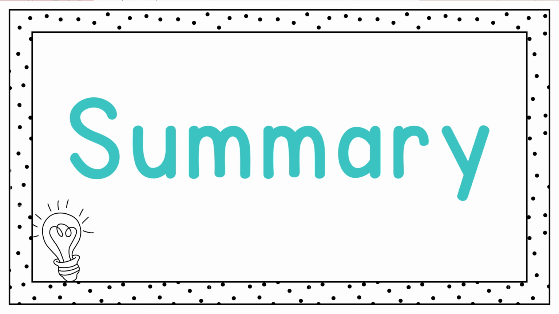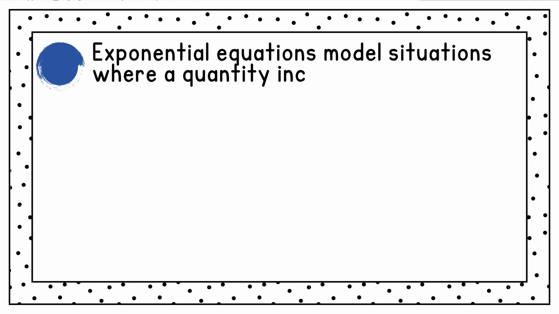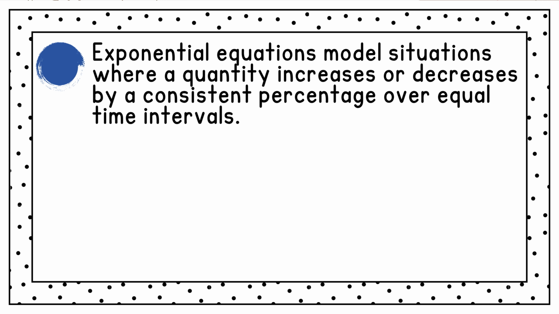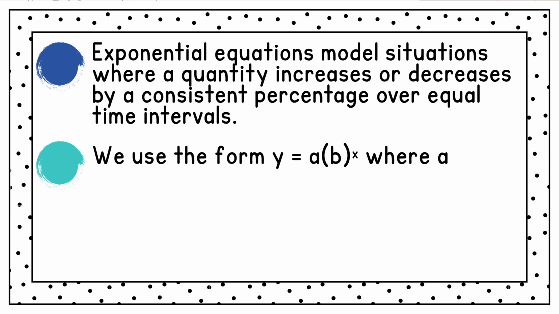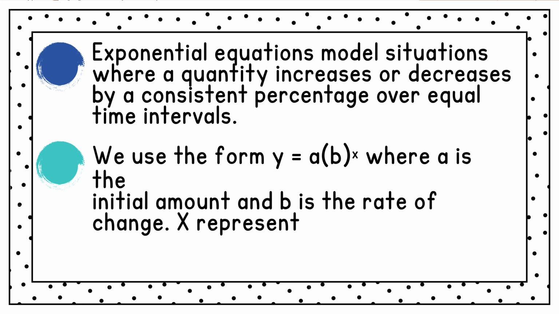Now let's recap what we've learned. Exponential equations model situations where a quantity increases or decreases by a consistent percentage over equal time intervals. And we use the formula y equals a times b to the x power, where a is the initial value and b is the rate of change. X represents the time intervals.